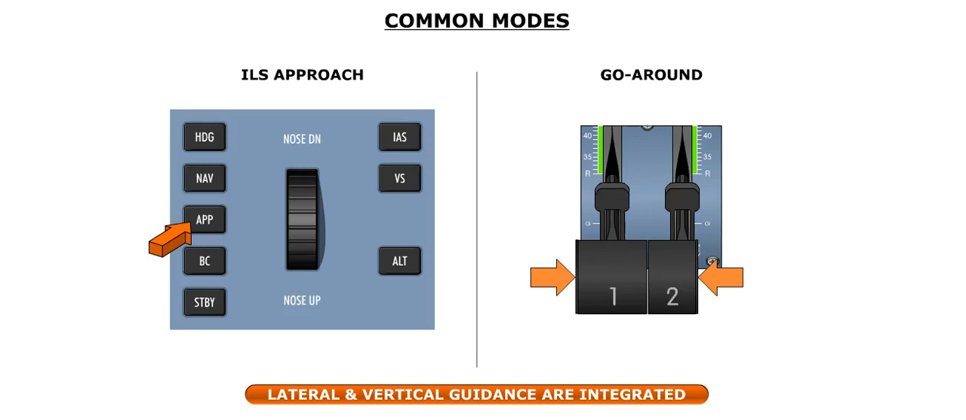The ILS approach and go-around modes are common modes. The ILS approach mode is armed by pressing the approach push button on the FGCP. The go-around mode is entered by pressing the go-around button on either power lever.